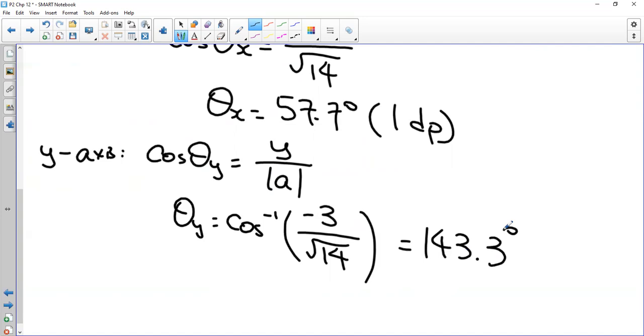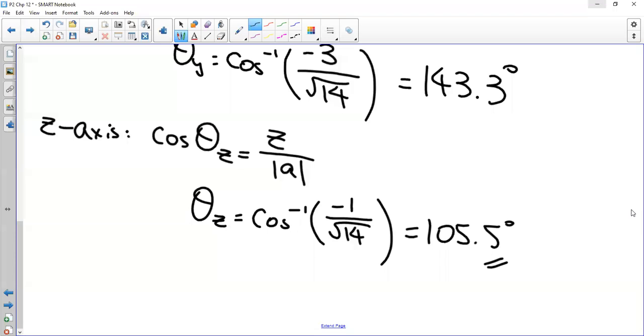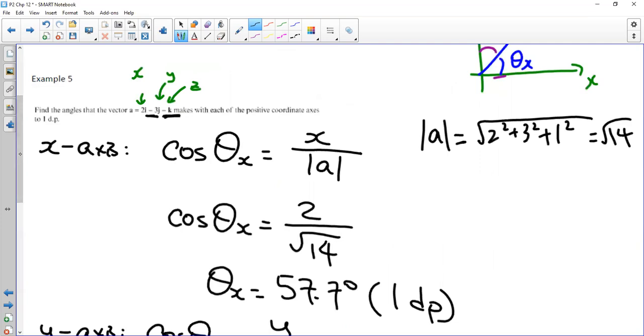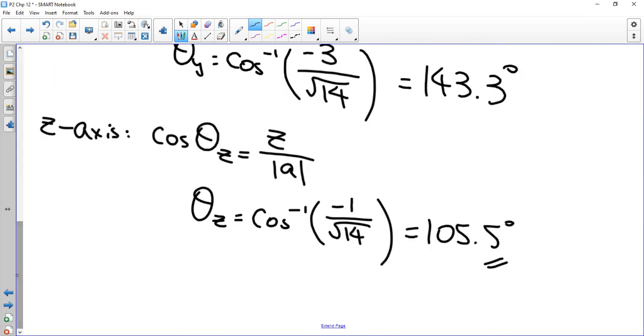Now you might want to pause the video, have a go at the z-axis, and when you're ready for the answer, you can press play. The angle for the z-axis, cos theta z equals z over modulus of A. The value of z is -1 because of the minus k in the vector. Therefore, -1 over root 14, which gives 105.5 degrees. And that's it for 12.1 and 12.2.